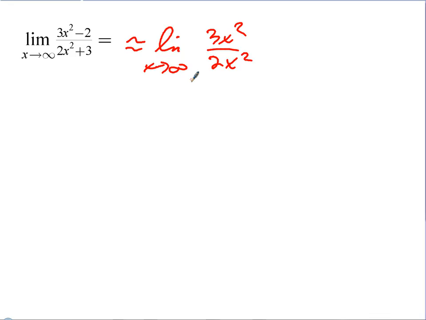What happens to the x squareds? They cancel. And what's my answer? 3/2. How about that? Okay. So then what's that tell you about the end behavior of this function? As I approach infinity, the y value is approaching a constant value of 3/2. So what's that mean for us? Horizontal asymptote. Yeah. Okay. All right.